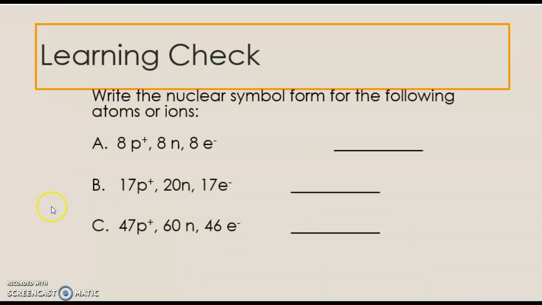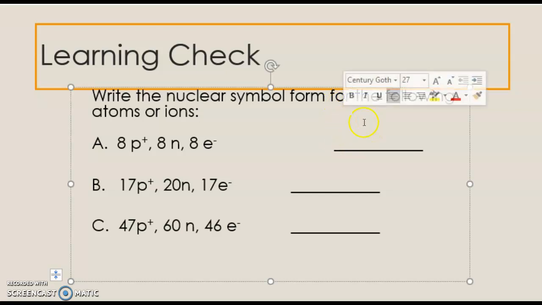Okay, write the nuclear symbol. I can tell you this is oxygen. It's 8 protons, so it would be O. And then the mass number would be 16, the atomic number would be 8, and the number of valence electrons, let's see, 2, 4, 6, 8. This would be a -2 if I drew it out.